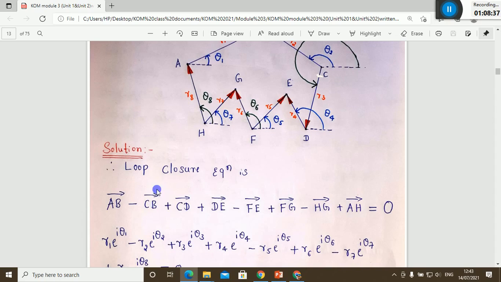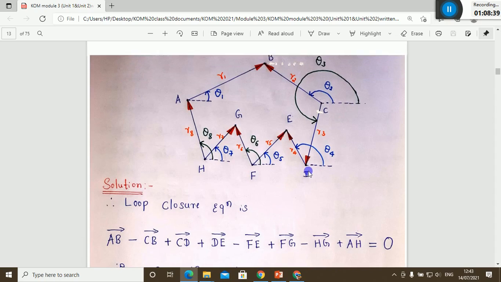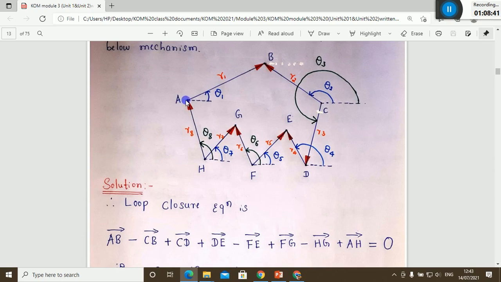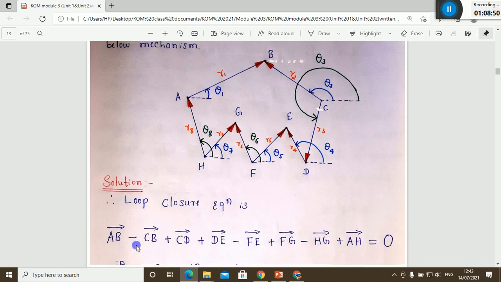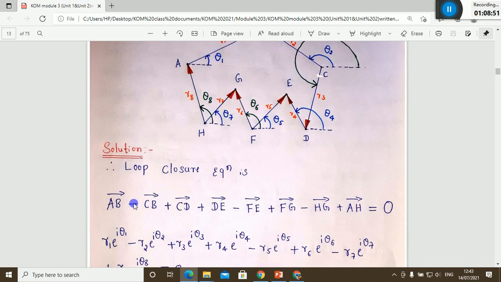Since the vector direction is opposite, because vector AB is moving towards the right and CB is towards the left, it is opposite to the flow of vector AB. So the direction is negative. Already I have discussed it. Taking the same convention, CB is minus R2 e raised to i theta 2.